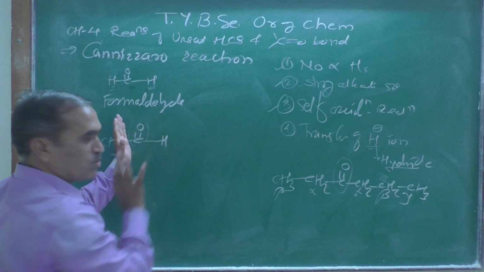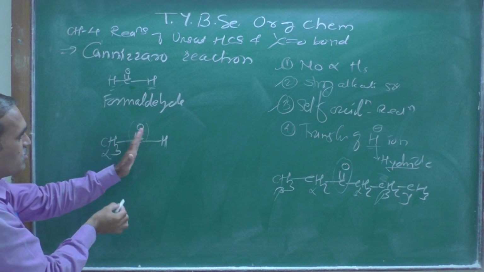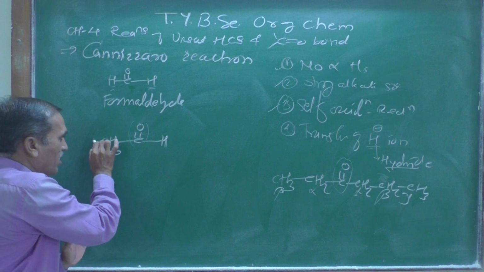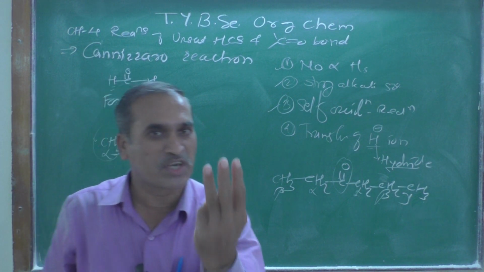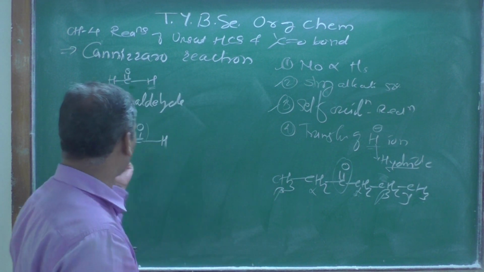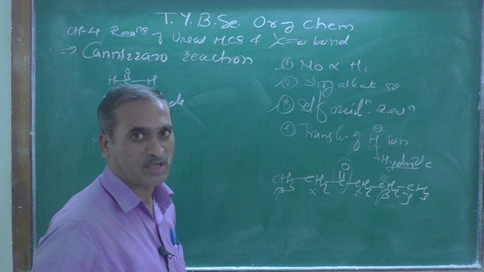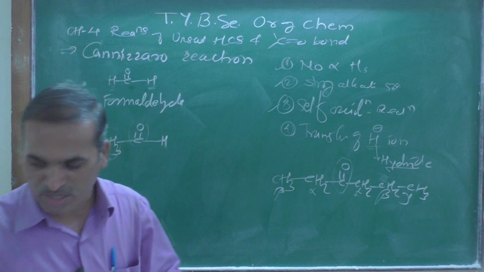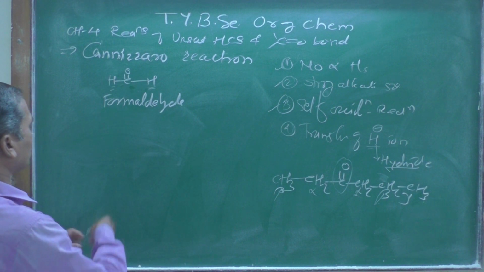And on this side there is no carbon atom, but on this side, look at this, this is a carbon atom adjacent to this carbonyl. It is referred to as alpha. This carbon atom bears 3 hydrogen atoms, and therefore it does not undergo Cannizzaro's reaction. Remember this one.